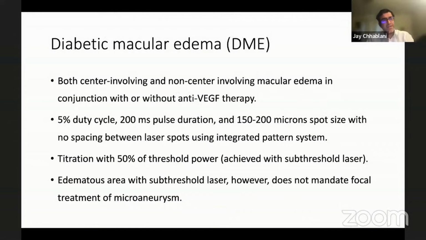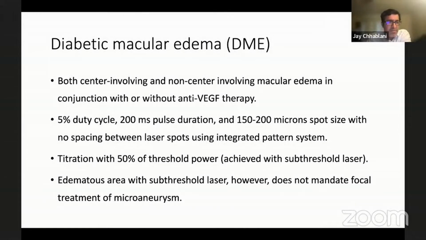So let's start with diabetic macular edema. It's one of the challenging diseases. However, the SOLS experts believe that there is a role for subthreshold laser in both center-involving as well as non-center-involving, with or without adjunctive anti-VEGF therapy. We recommend a 5% duty cycle with 200 millisecond pulse duration and 150 to 200 micron spot size without any space between the laser spots, using an integrated pattern system.